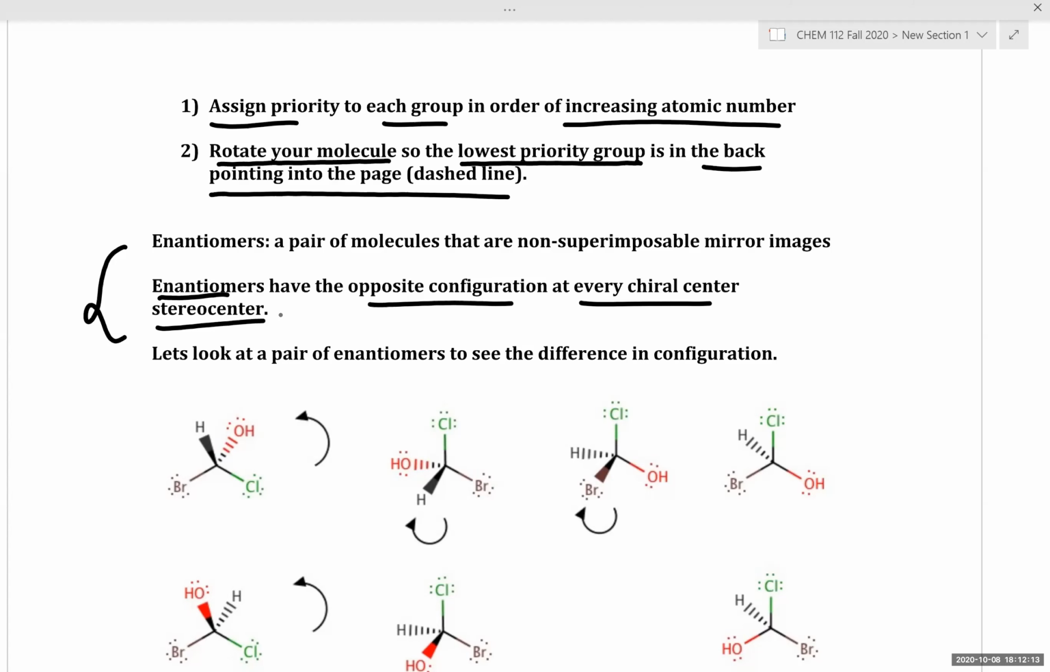Allow me one moment. I'm just putting together the two models to show them to you. And I would encourage you to make a model of these two enantiomers. Okay, so here are our two enantiomers. Here are the two enantiomers. Does everyone notice how these two molecules are mirror images?